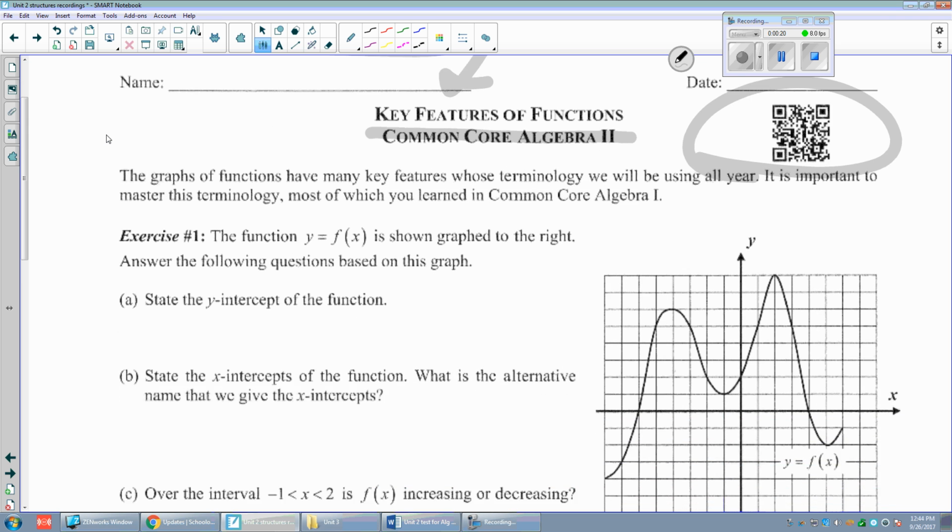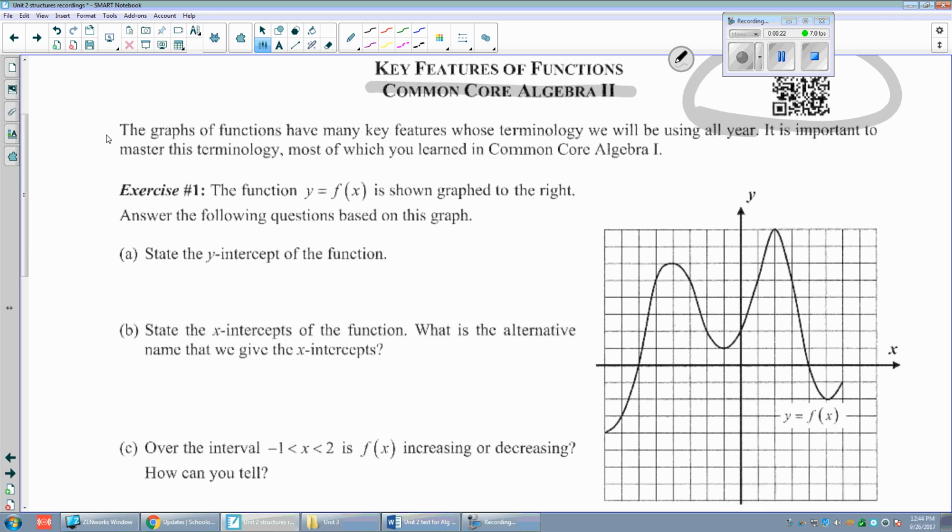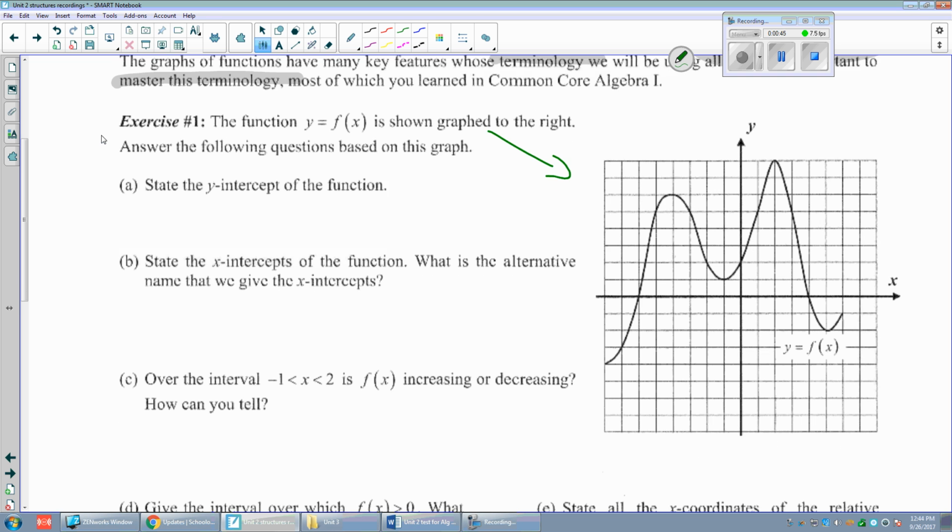Okay, the graphs of functions have many key features whose terminology we'll be using all year long. It's important to master this terminology, most of which you've learned in Common Core Algebra 1. The function y equals f of x is shown and graphed to the right. Answer the following questions based on this graph. We're going to take our time so we know we have it.